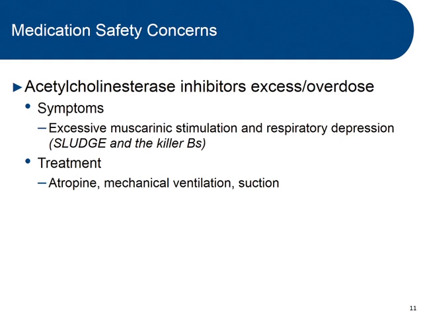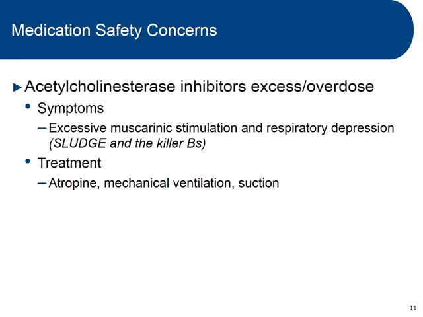Sludge is salivation, lacrimation, diaphoresis, diarrhea, GI cramping, emesis, and the killer bees are bradycardia, bronchospasm, and bronchorrhea. These are all really severe effects of overdose of the cholinesterase inhibitors. Treatment would be with atropine, which is a muscarinic blocker, so that makes sense that it would counteract some of those extreme muscarinic stimulation effects.